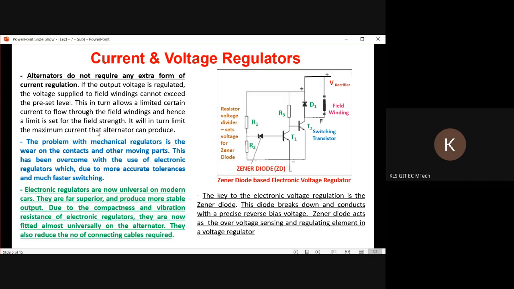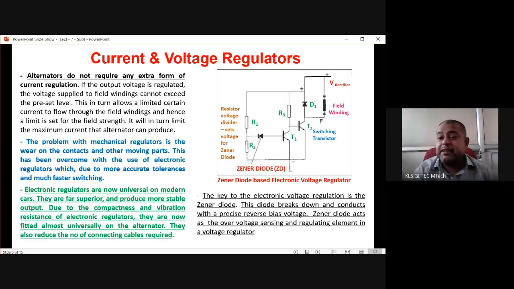There is also a mechanical regulator, the problem with which I'm not showing you. I'm showing you only the electrical regulator, and this will be asked in the exam. This is called the Zener diode based electronic voltage regulator. So this is that Zener diode.